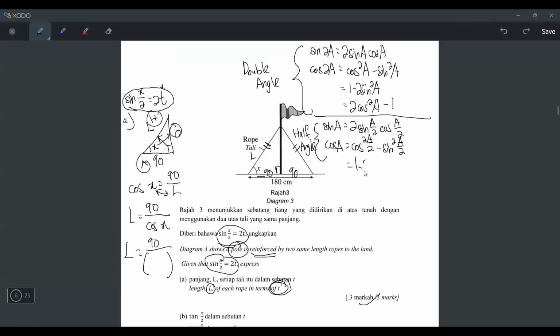1 minus 2 sine square will become 1 minus 2 sine square, and then angle A will become half A. Same with the last one: 2 cos square, and then the angle has to be half A, minus 1, like this. All right, so these are all the half angle formulas.